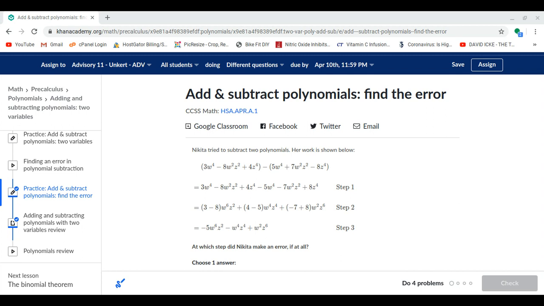So we have 3w to the fourth power minus 8w squared z squared plus 4z to the fourth, minus 5w to the fourth plus 7w squared z squared minus 8z to the fourth. Okay? So in step one, since we're subtracting this entire second polynomial, Nikita distributes the negative. So we have negative 5w to the fourth, negative 7w squared z squared, and we change this minus here to a plus, so plus 8z to the fourth. So step one is correct because we kept this the same, and then we changed the sign of the terms in the second polynomial.